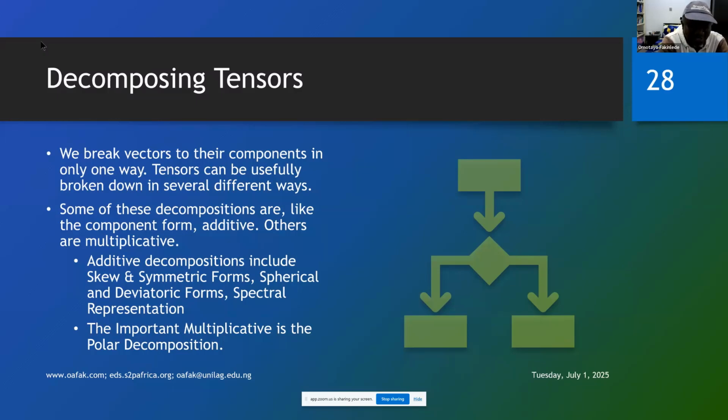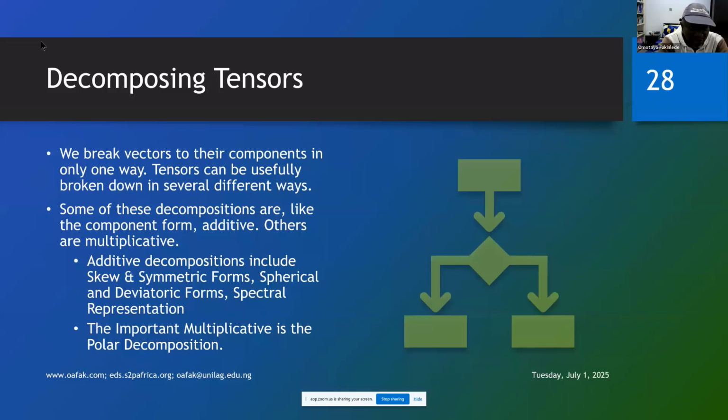It's the same thing with tensors, with a slight difference. We can break vectors into their components only in one way. Tensors can be usefully broken down in several different ways, and many of them are useful. There are at least 9 ways you can decompose tensors that are very, very useful. So even though for vectors you can only do that in one way, i, j, k, or e1, e2, e3, for tensors it is different.